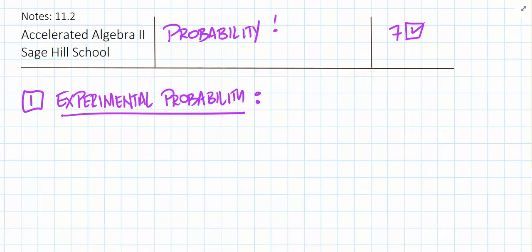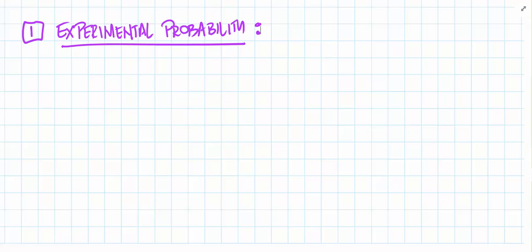We're going to begin this lesson talking about the first type of probability. I told you there were three types. The first one that we're going to talk about is experimental probability. All right? And the way that we calculate an experimental probability is whenever we do this.